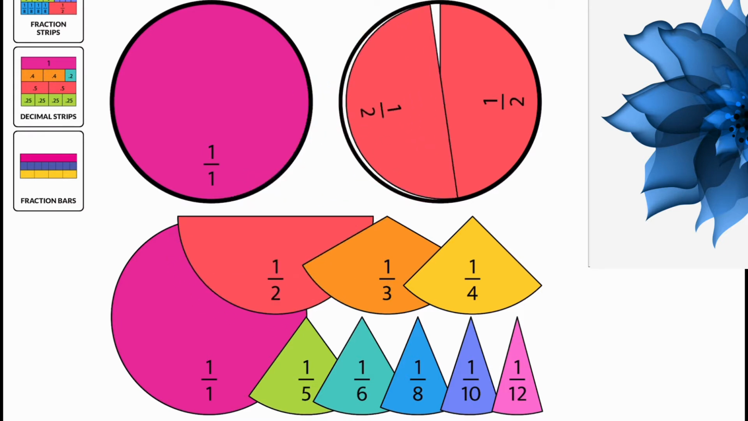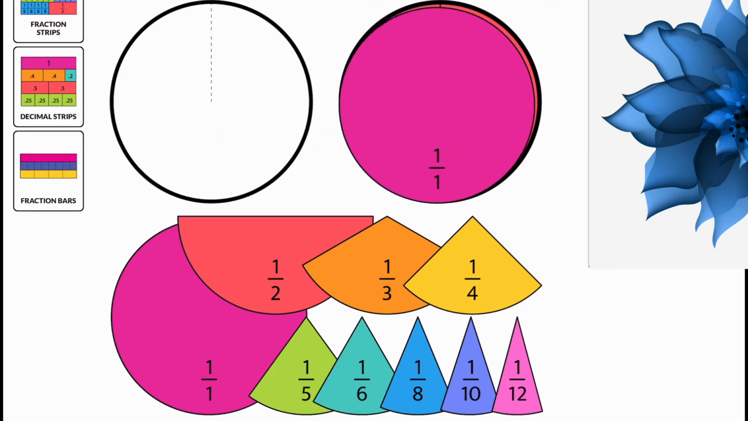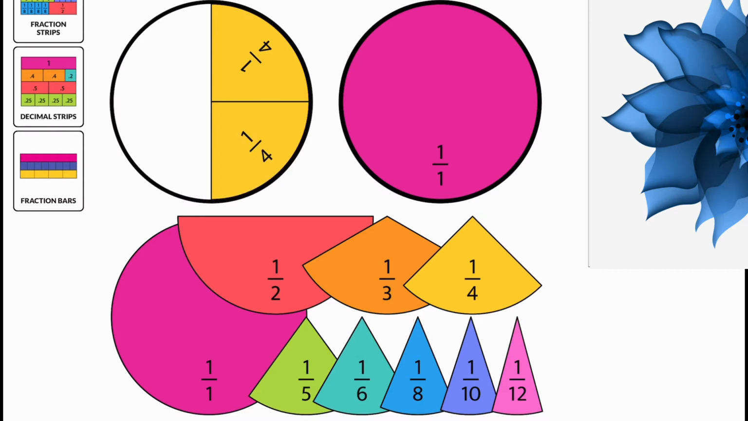Well done. We need two halves to make one whole. Can you see they're the same size? Here I have got quarters. How many quarters do you think I need to make one whole? Look at the denominator to help you. Well done. We need 4 quarters to make one whole.